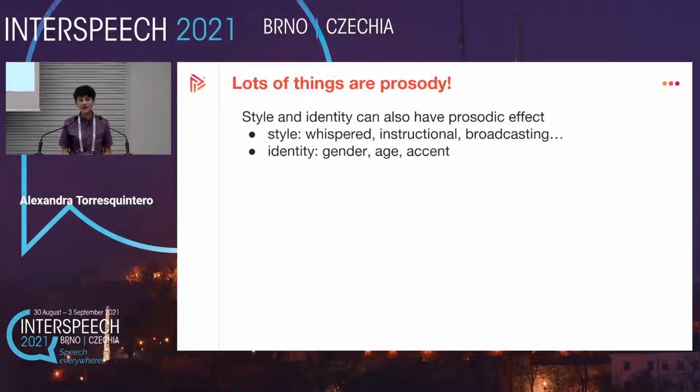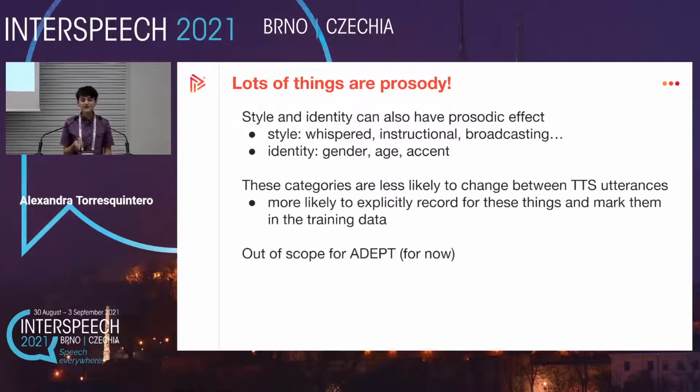And of course, by this definition of prosody, there are many other things that could be considered prosody as well. These include style, like is it whispered, instructional, broadcasting style. Also things like identity, you know, gender can have an impact on F0, age, accent, all of these things. However, we believe that these categories are less likely to change between TTS utterances, and so you're more likely to explicitly record for these things and mark them in the training data. So for now, we've considered them out of scope for ADEPT.